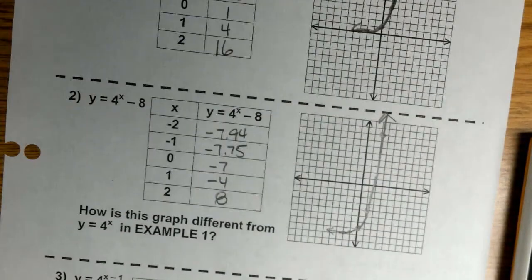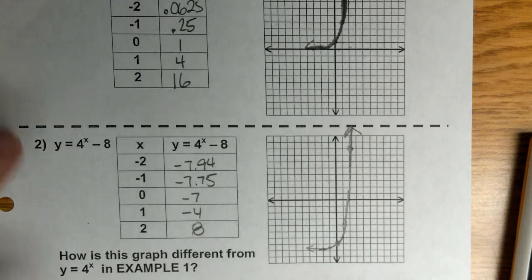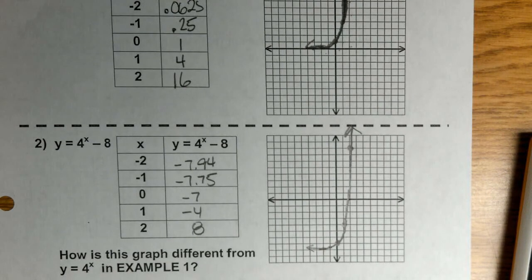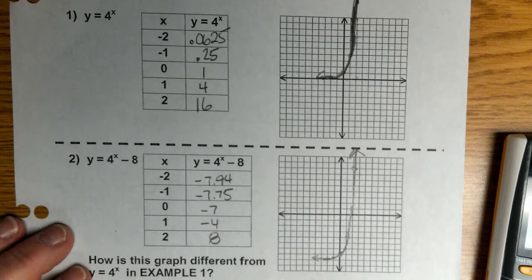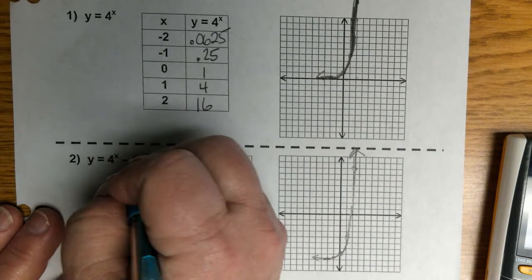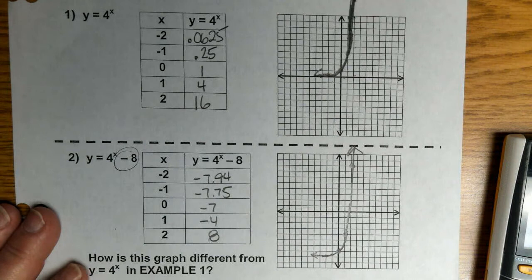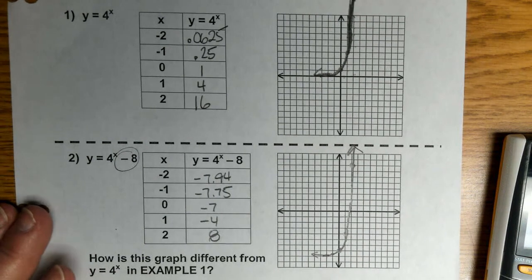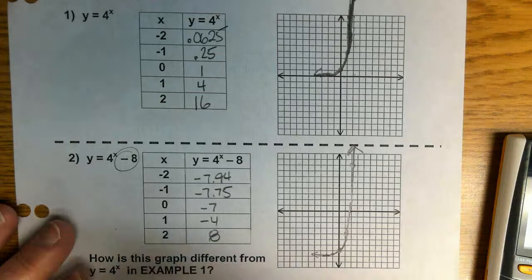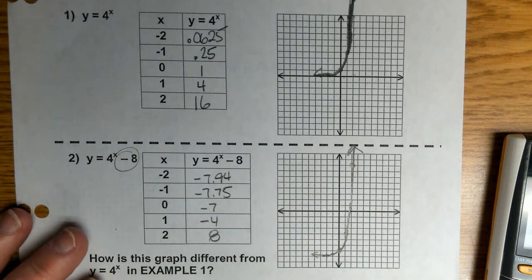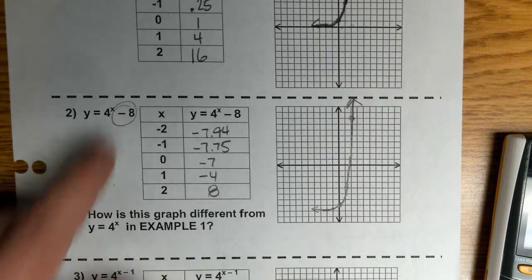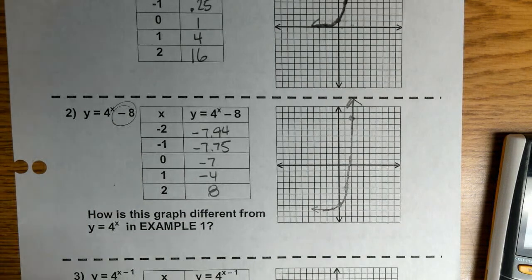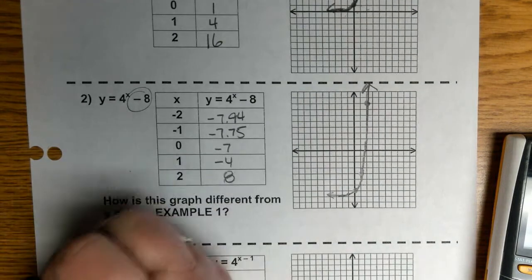What do you notice that's different about the two graphs? What is it lower by? 8, yeah. It's lower by 8. So that's what this is doing right here, isn't it? It's moving. What did we call that? When you slide something down, what is that called? Translation. So this is translating your exponential function down by 8. Isn't that interesting?